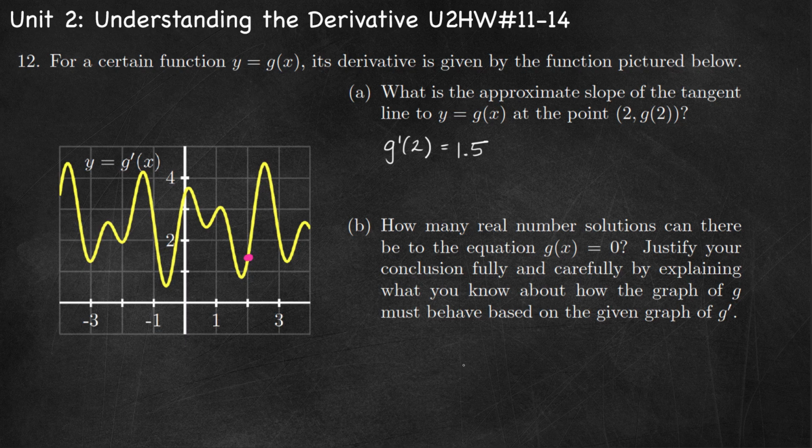Well, if we look at the graph of g prime, it's positive everywhere because it's above the x-axis. And g prime is our derivative graph. So if the derivative is always positive, that means our function g is always increasing. And if g is strictly increasing, it can only cross the x-axis one time. So there could be at most one x-intercept or one solution to that equation.